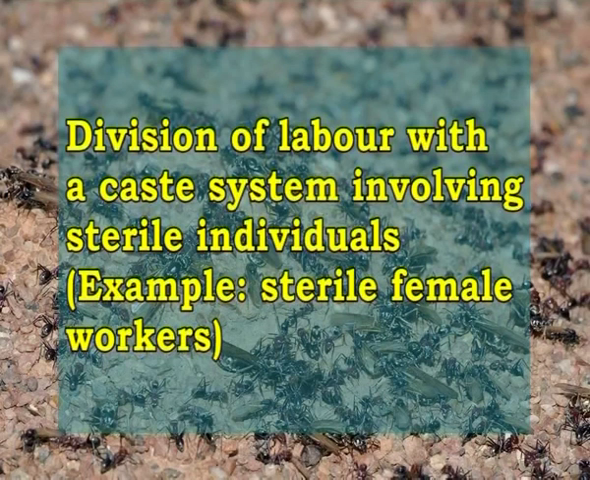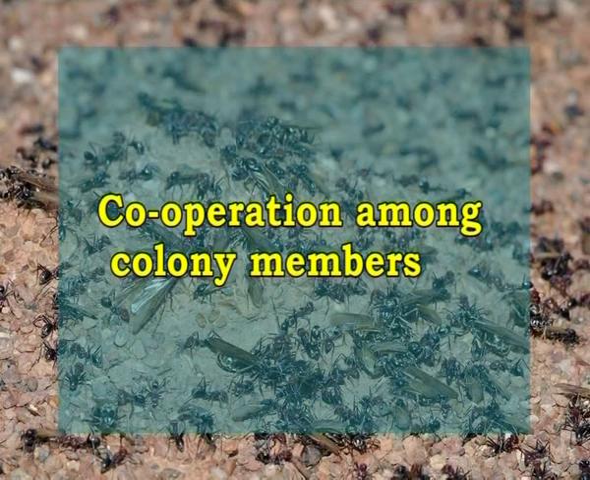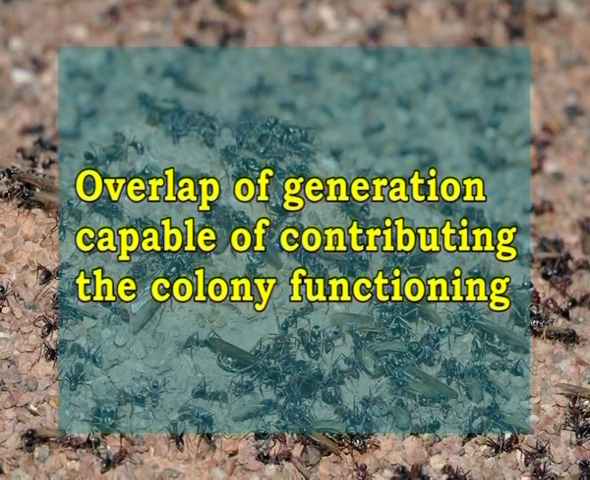Entomologists define eusociality by three traits, namely division of labor with a caste system involving sterile individuals, for example sterile female workers, cooperation among colony members, and overlap of generations capable of contributing to the colony functioning.